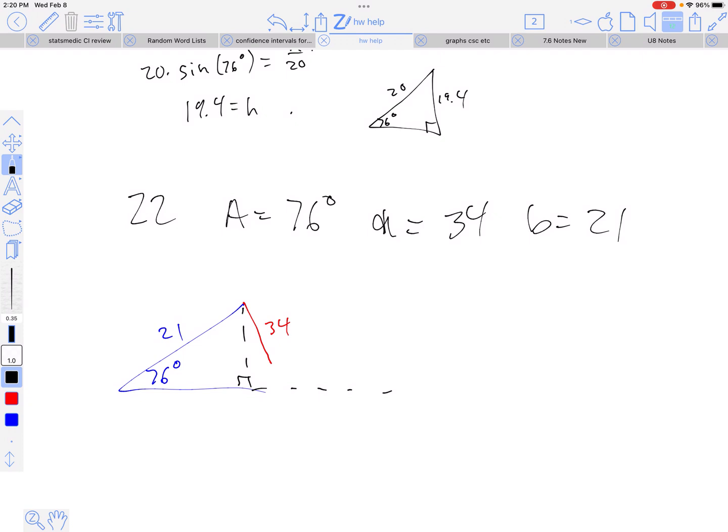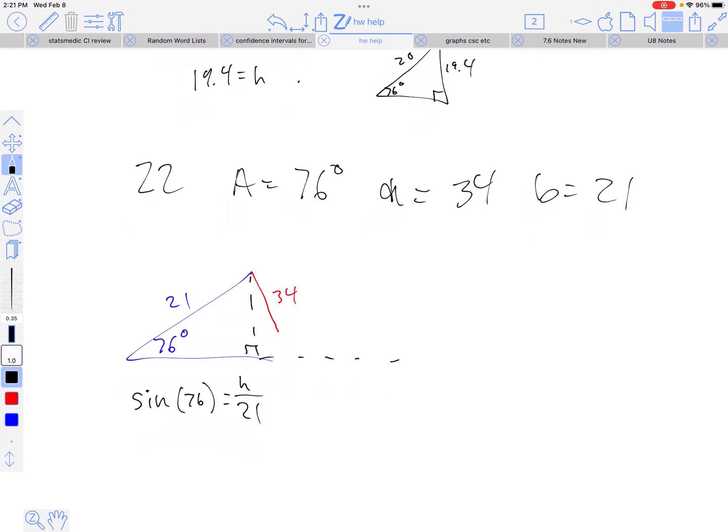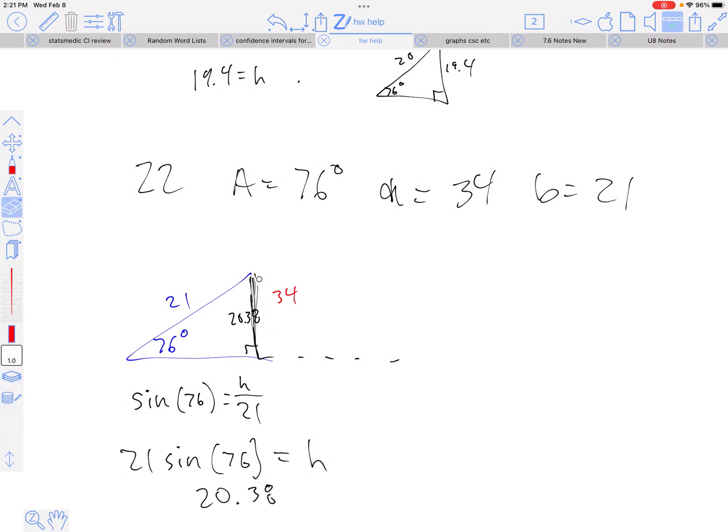And so I find my height by just using sine. So sine of 76 equals opposite over hypotenuse. And so then I'm just going to multiply both sides by 21. So I get 21 times sine 76 will equal the height. So 21 times sine of 76 gives us a length of 20.38. So I know the height is 20.38. Okay, so 34 is obviously longer than that. Okay, so let's go back for a second.